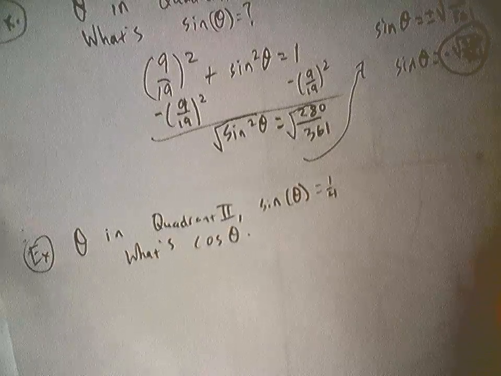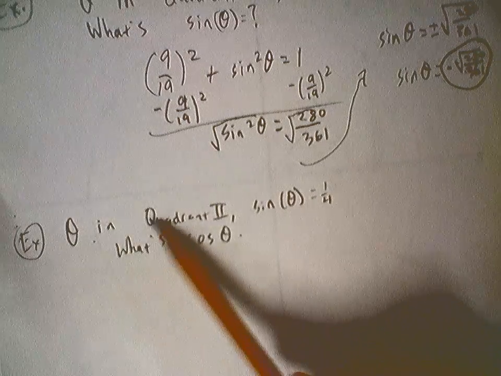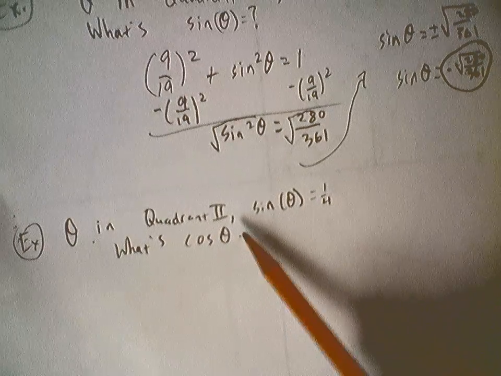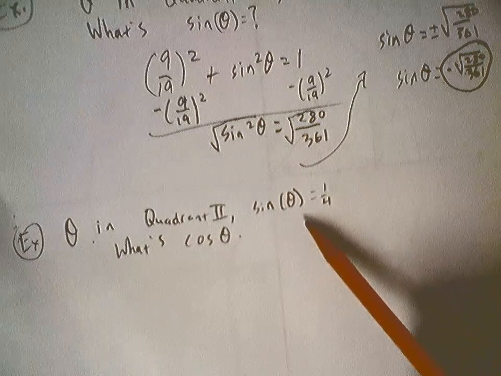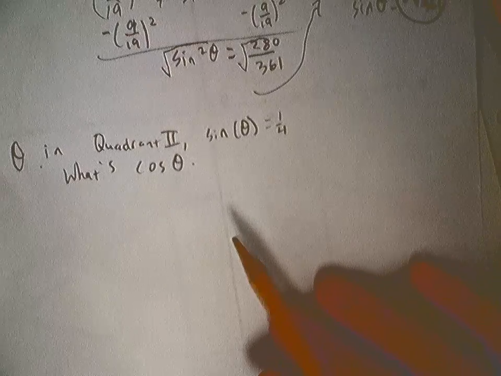Alright, let's see how this plays in a different quadrant. So in the next example, let's say this is what we know. We know our angle is in quadrant 2 this time, and we know the sine of that angle. We know it to be negative 1/4. So we've got an angle, it's in quadrant 2, and we know the sine of that angle.